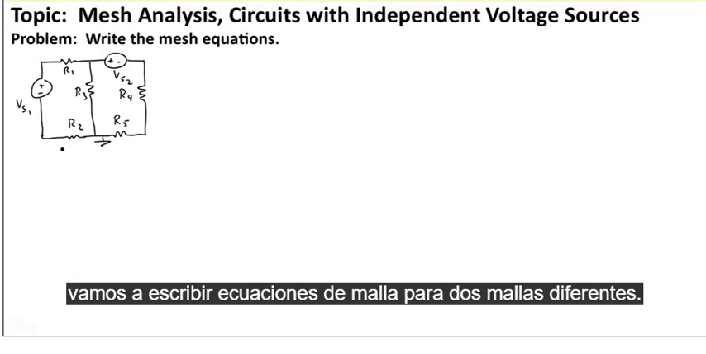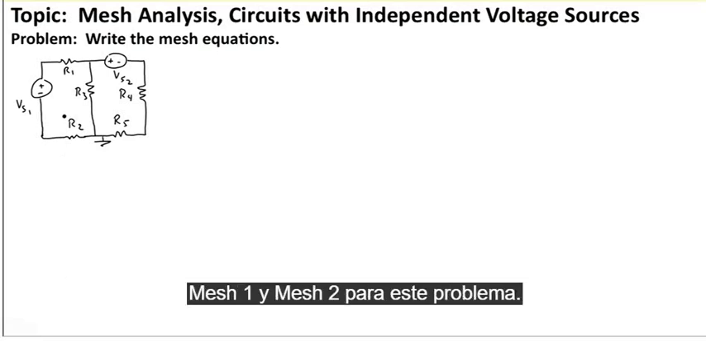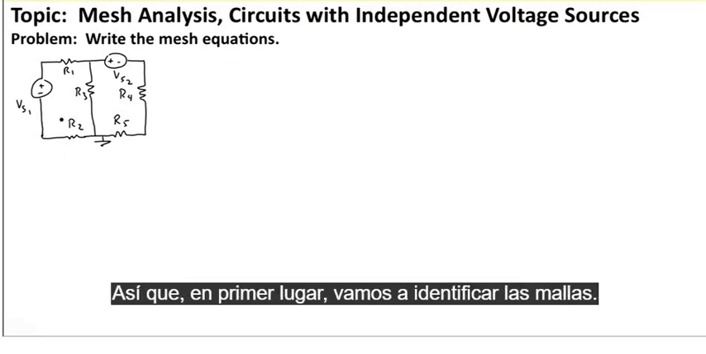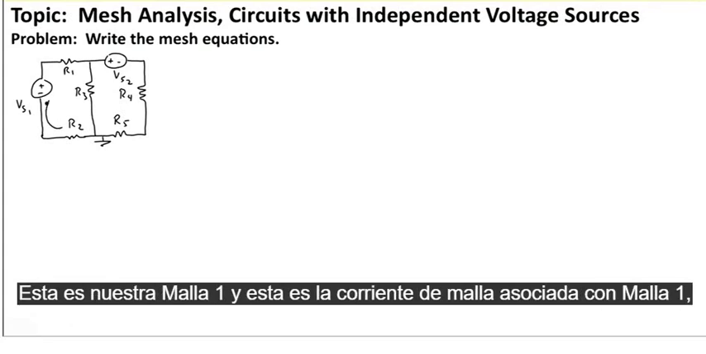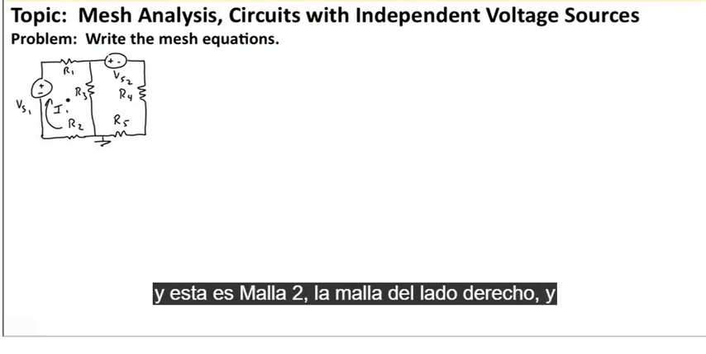So we're going to write mesh equations for two different meshes, mesh 1 and mesh 2 for this problem. So first of all, we're going to identify the meshes. This is our mesh 1, the left-hand mesh, and this is mesh 2, the right-hand side mesh.